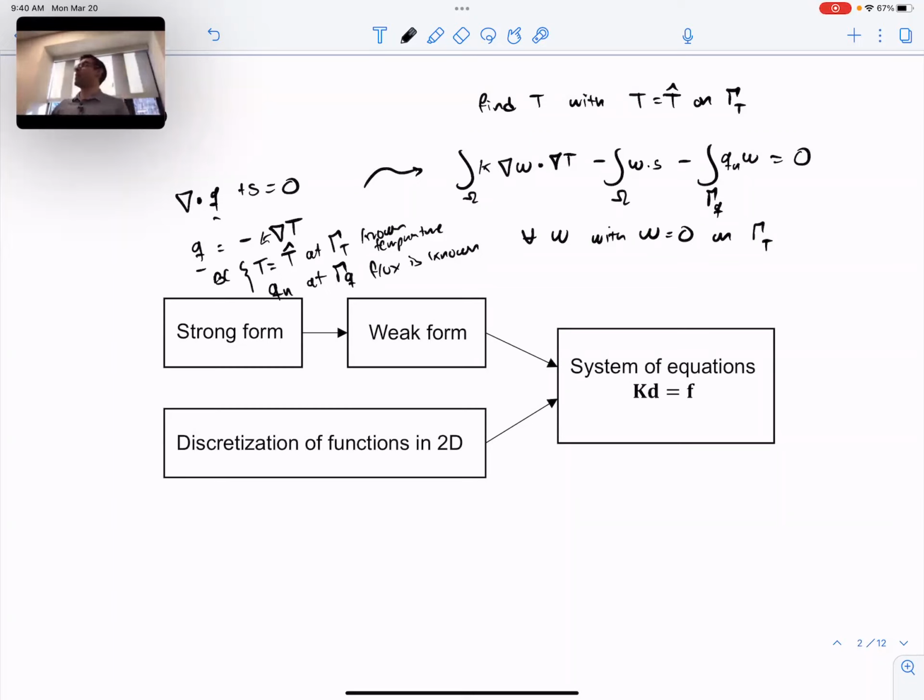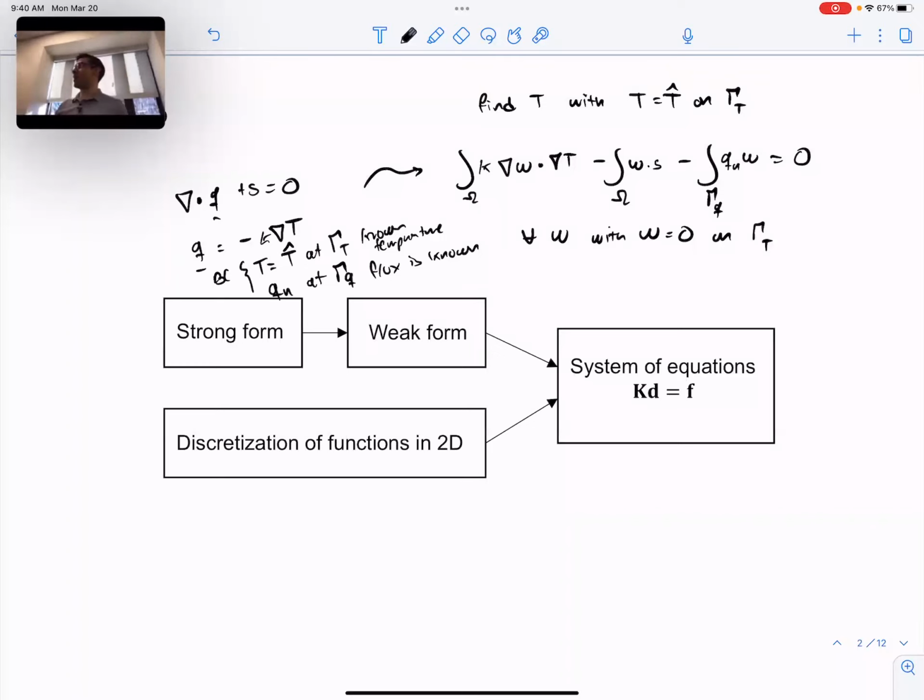To go from that to the weak form, you multiply by the weight function, you integrate, you do integration by parts, and then you apply the boundary conditions. So at the end, the weak form looks like: find the temperature with the temperature equals the known temperature T hat on the gamma T boundary. And then the integrals are like that.